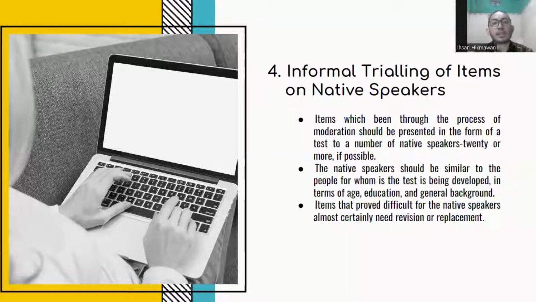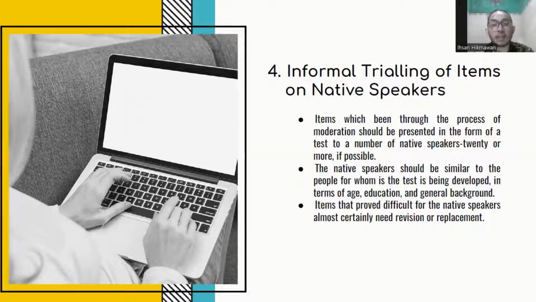The next stage is informal trialing of items on native speakers. Just consider 3 things here. Items which have been through the process of moderation should be presented in the form of a test to a number of native speakers, 20 or more if possible. The native speakers should be similar to the people for whom the test is being developed in terms of age, education, and general background. And the last thing is that items that prove difficult for native speakers almost certainly need revision or replacement.